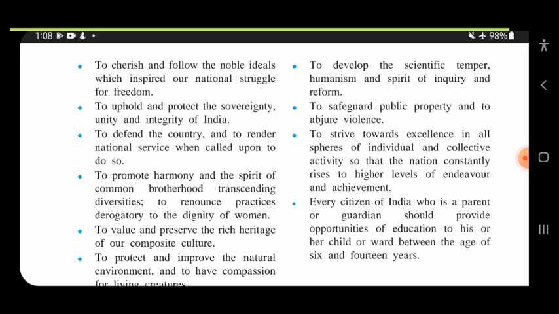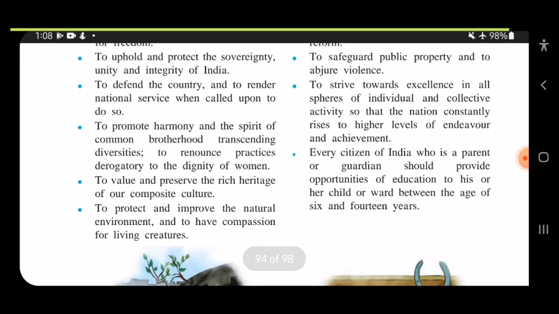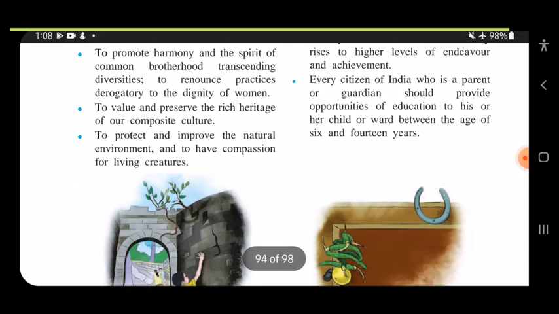Then also to take any decision, whether it be our own decision or in a group, we should see that our decision is taken properly. Then only our country can move further. Then only our country can get developed. The next, every citizen of India who is a parent or guardian should provide opportunities of education to his or her child or ward between the age of 6 and 14 years. So the parents, that is the guardian, they should have the knowledge that they should educate their children, especially between the age of 6 and 14 years.